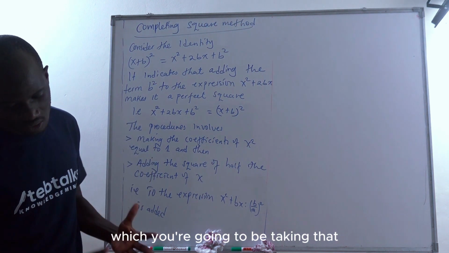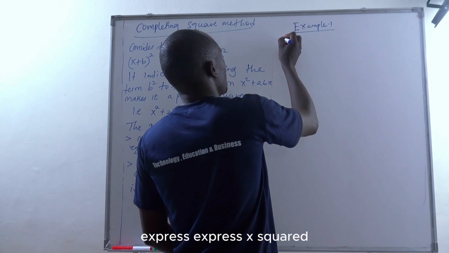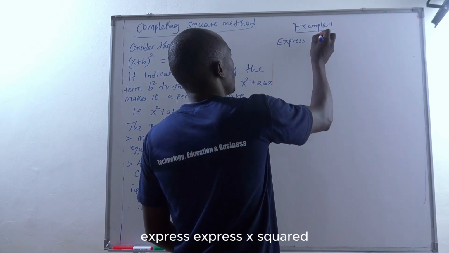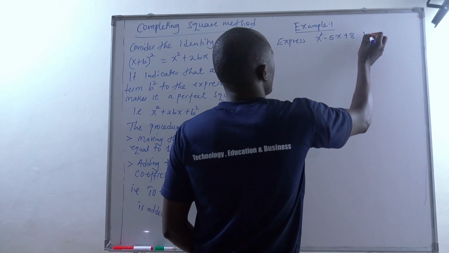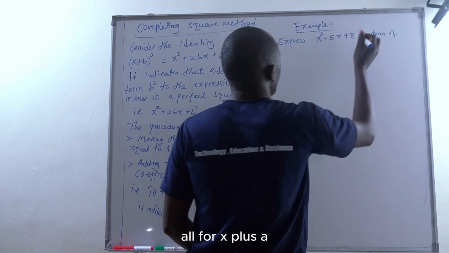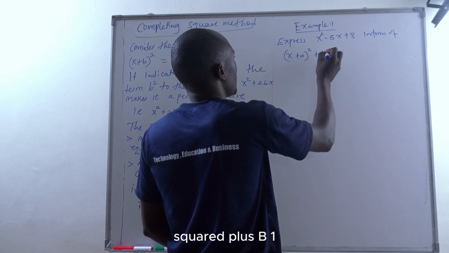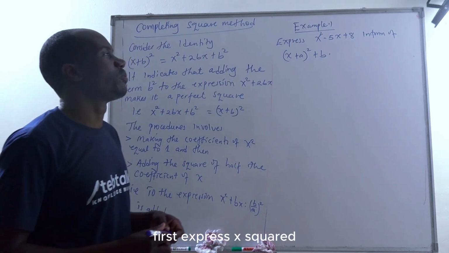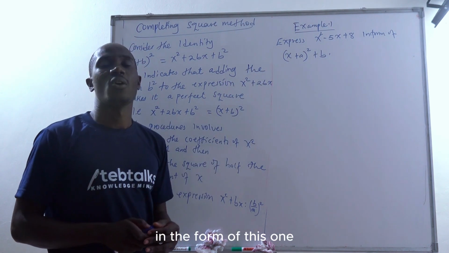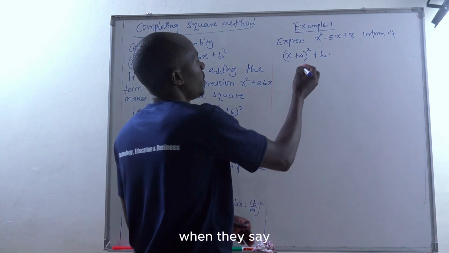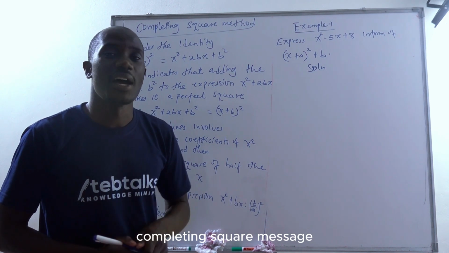So the first one, example 1: express x squared minus 5x plus 8 in the form (x plus a) squared plus b. First express x squared minus 5x plus 8 in the form of this one. When they say in that form, they mean apply the completing square method.